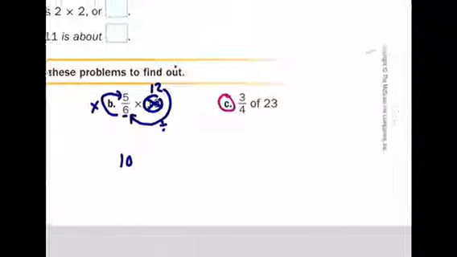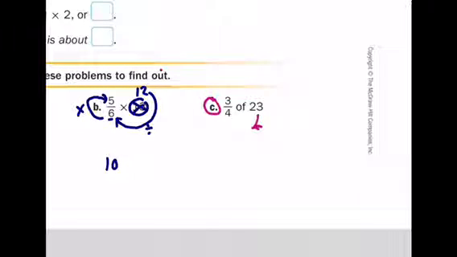And for C, we have to find a compatible number for 23 that divides by 4. So the closest one is going to be 24. So I do 24 divided by 4, which is 6. But then I have to take that 6 and multiply it by 3. And 6 times 3 is 18. All right.